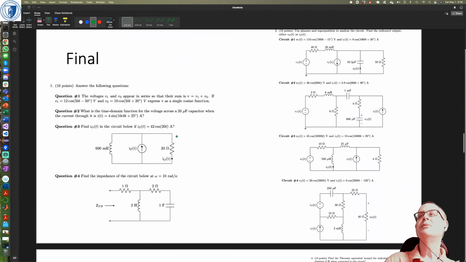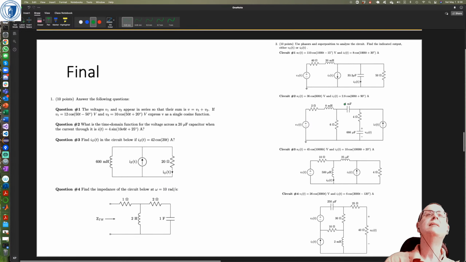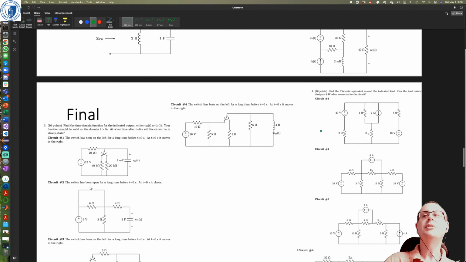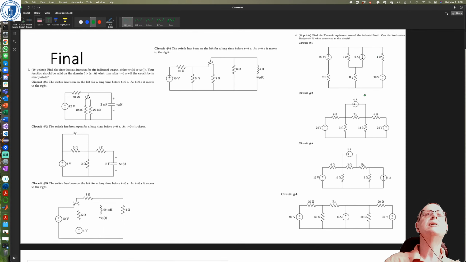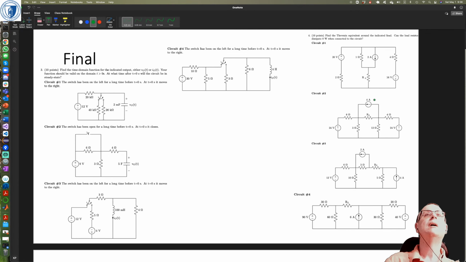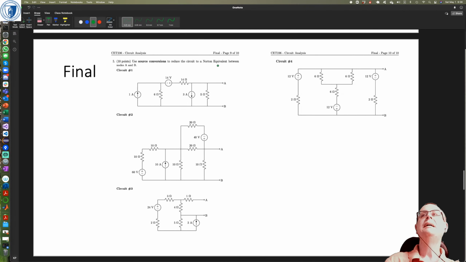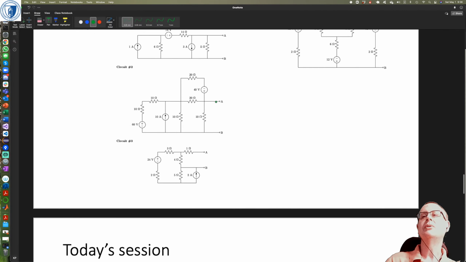And so there's the first one. It's basically about simple phasors. This one is about phasors and superposition. This one is clearly about transients because it's got switches. Question 4 is about Thevenin equivalent. And this one is about source conversions. Remember, source conversions is using the fact that Thevenin and Norton equivalents can replace each other. And so you can simplify circuits using those source conversions.